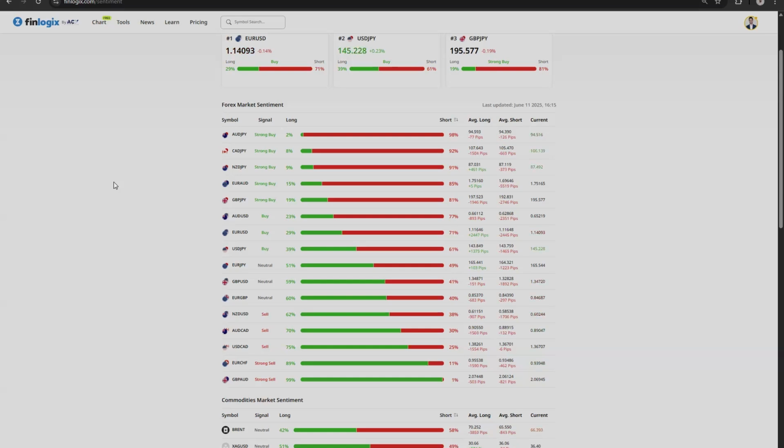I wouldn't suggest, from my experience, to have a long Aussie yen and a short US dollar yen, because there will be a time that those profits and losses will offset each other. So you will be permanently on break even. So you won't make money, but you probably will lose a little bit of money because of the swaps.